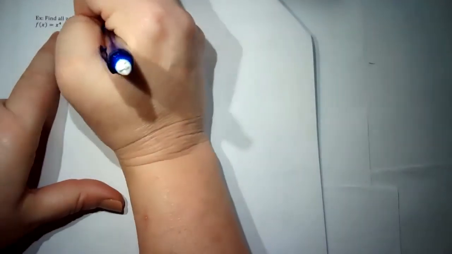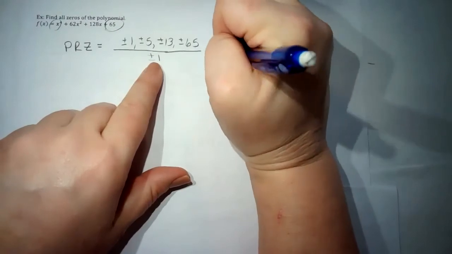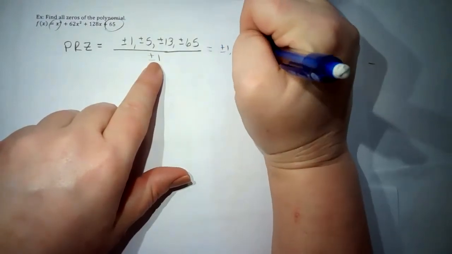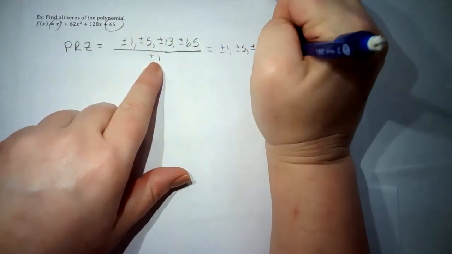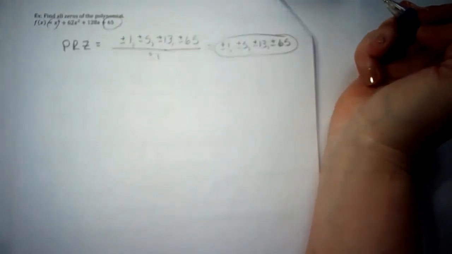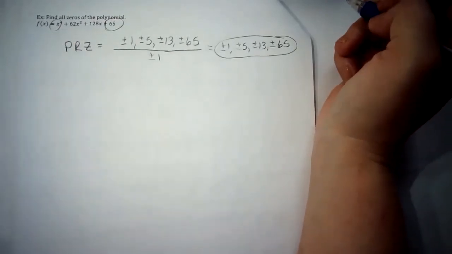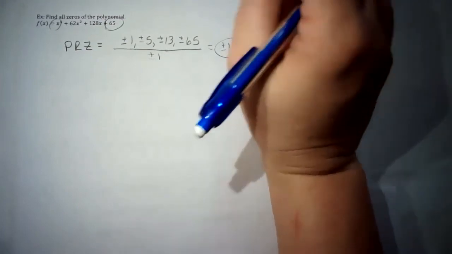Okay, so just throw them on there. All right, easy enough. These are going to divide by 1 and give us these as our possible zeros. Now remember, we are expecting 4 because that's the degree. Okay, so here we go.